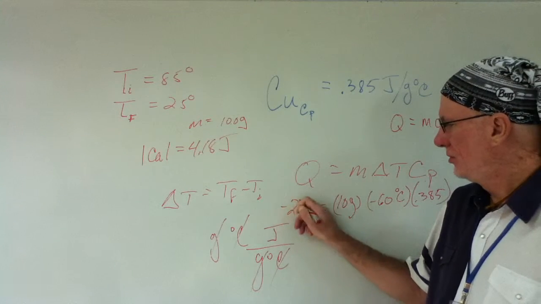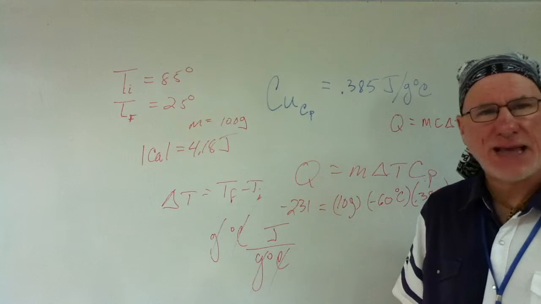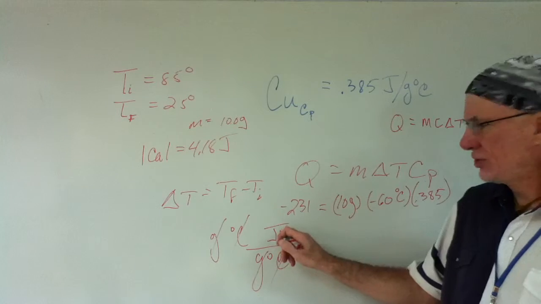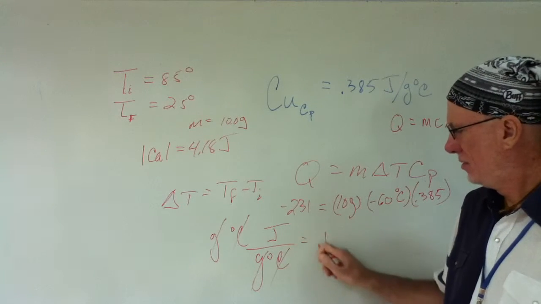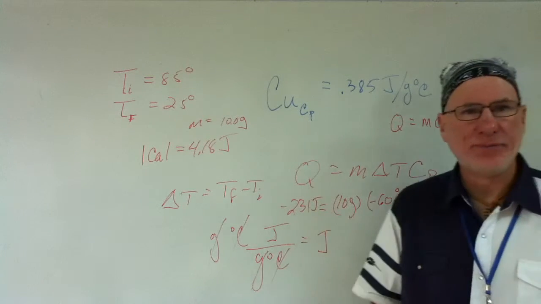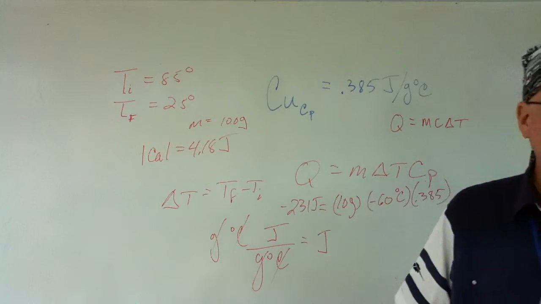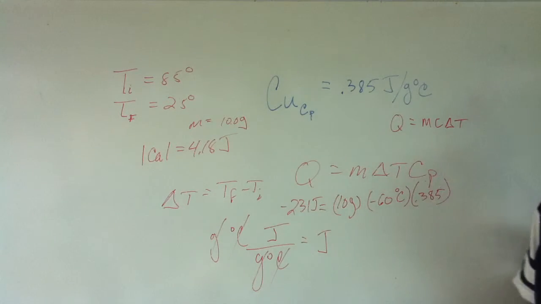Negative 231. Negative 231 what? Now it's important to put back the unit label. Joules. Joules, because joules left over, right? That's it. Isn't that what it says in the answer, I hope? Yeah, it's always nice to know what you're doing.